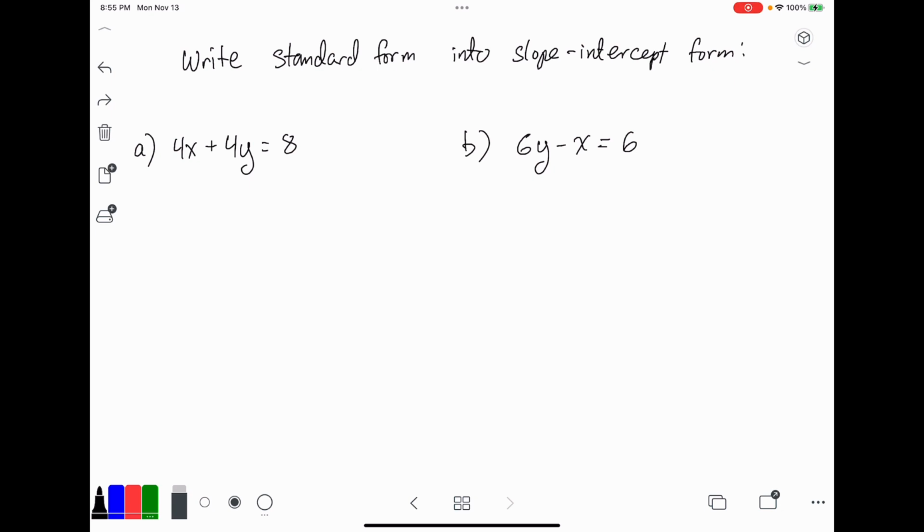Okay, so here are two equations in standard form. So go ahead and solve for y so that these equations can be rewritten in slope-intercept form. Pause this video, attempt to solve, and once you have completed, unpause to see the answers. And there you have it. These are the answers in slope-intercept form.